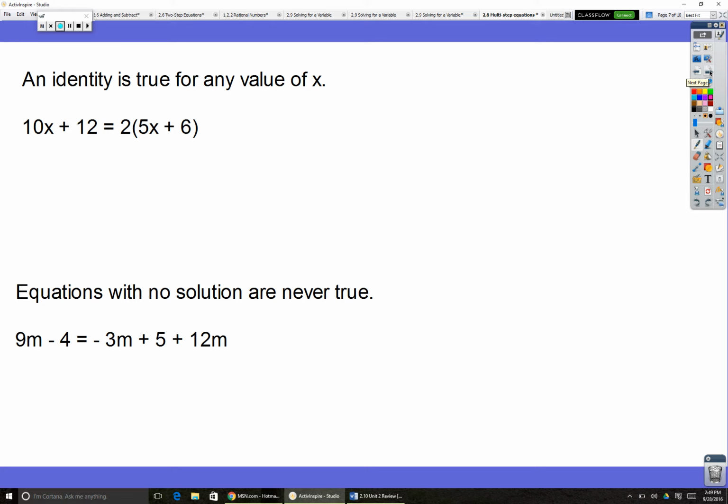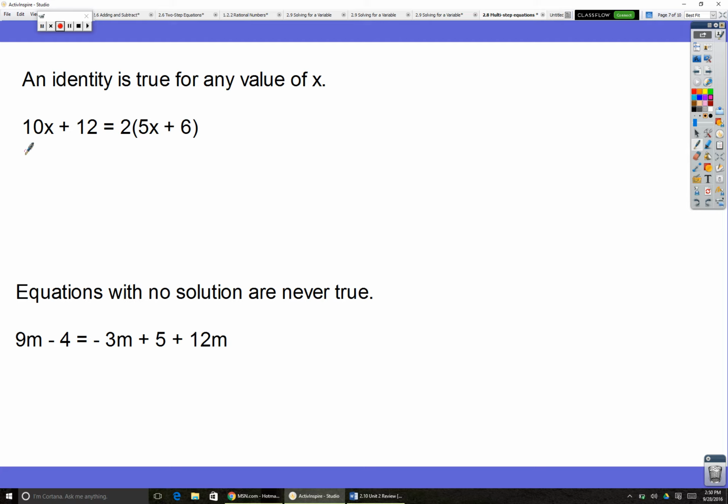Okay, next thing that we need to talk about are identities and equations with no solution. An identity is true for any value of x. So for this equation, no matter what I put in for x, both sides are going to be equal. And I'll show you how you can recognize identities.